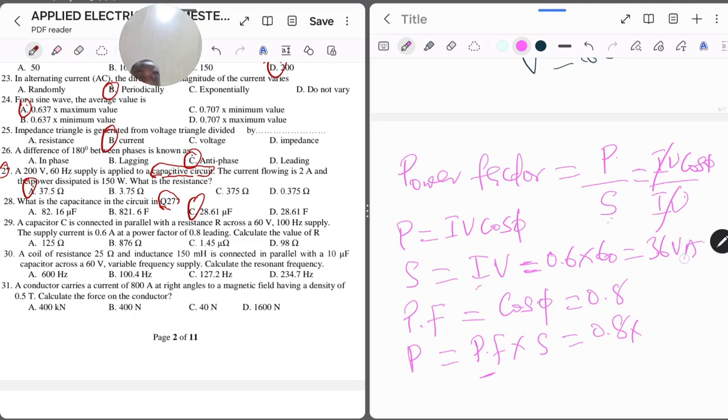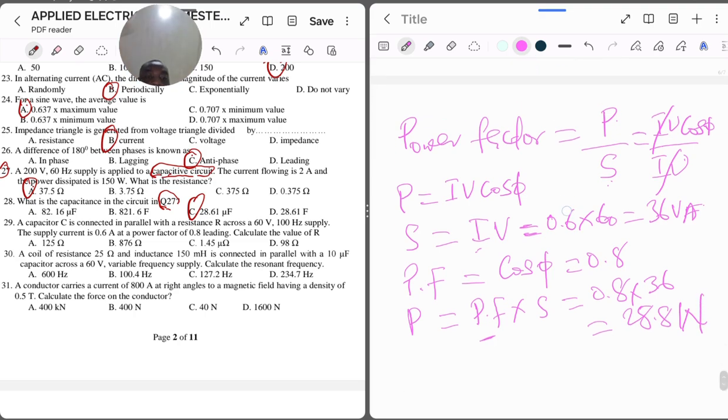That's the unit, VA. So you come and replace, meaning the active power becomes 0.8 times 36. So we get 28.8. And the unit is watts. That's the active power here.